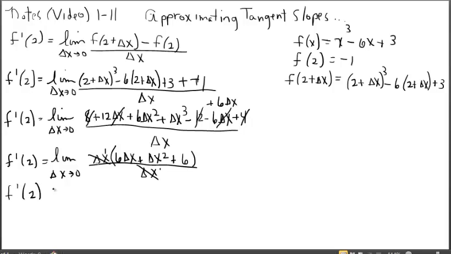So f prime of 2 equals, my next move is to replace delta x with 0. I could clean it up a little bit, but to save some time and work, let's plug in 0 here and here to this term, leaving us with 6. So this whole expression, when I plug in 0 for delta x, simplifies down to 6.